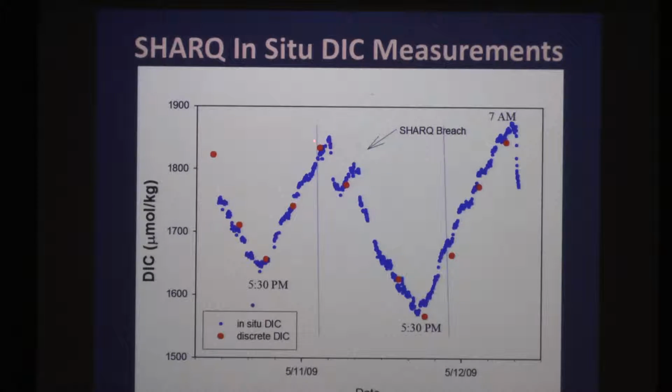And the important point about this is that we took discrete dissolved inorganic carbon samples, and you see that you get very good agreement between discrete sample measurements and the in situ measurements. In fact, it's just a little bit worse than the level of analytical imprecision that you would get with a shipboard measurement.